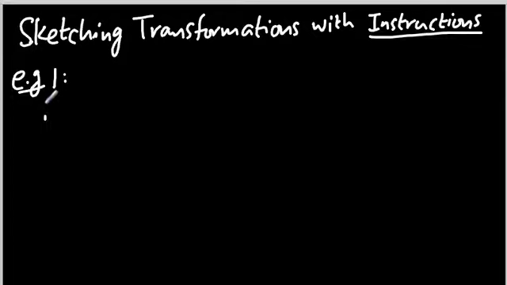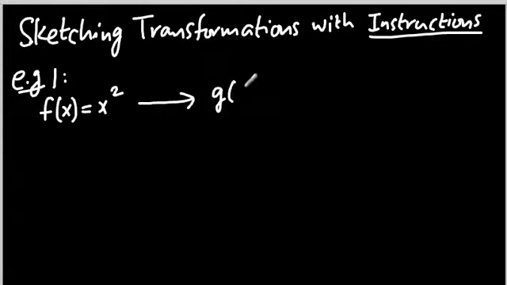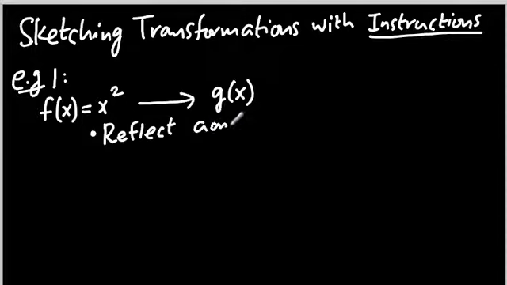So let's say I have a parent function for the quadratic, so it's f of x equals x squared, and I transform it to some function called g of x, but I don't tell you what g of x is. Instead, what I do is I give you a list of instructions, or in other words, a list of transformations to go from f to g. All right? So for example, in this case, in order to go from f to g, first I must reflect across the x-axis.